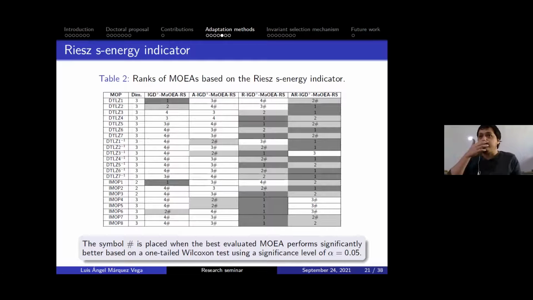In this table, we can see the ranks obtained by each MOEA with another indicator, which is the Riesz energy indicator, which is used to assess the distribution of solutions. In general, we can see that the results show that the MOEAs with adaptation method from RBA star and AR-MOEA obtained the best results. However, the MOEA with adaptation method from RBA star showed the best performance on all problems with irregular Pareto front shape from the IMOP test suite.